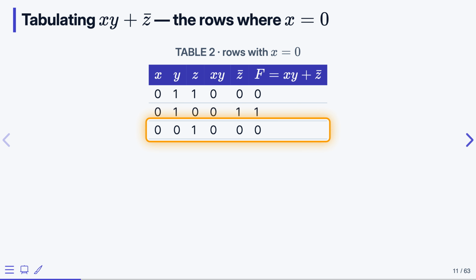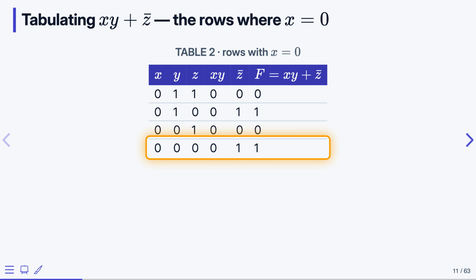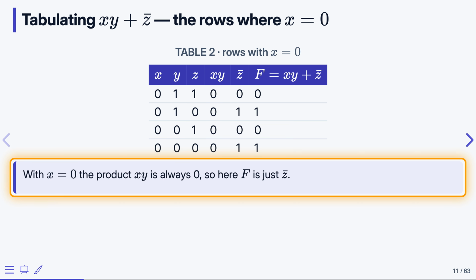Row 7. The product is 0. Z is 1, so bar z is 0. F is 0. Row 8, the product is 0. Z is 0, so bar z is 1. F is 1. Look at what happened. Once x is 0, the product xy can never be 1. So the whole function collapses to bar z. That is why the last column just copies the flip of z.